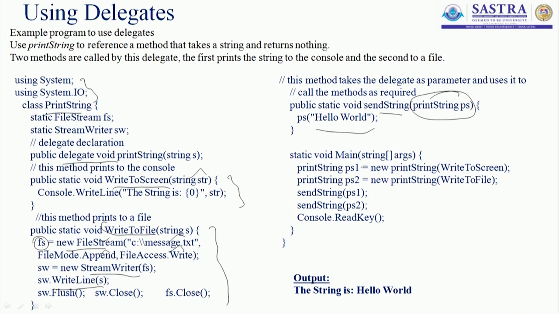So this is going to be the syntax for creating an object, right? PS1, PS2 are two instances we are creating for the delegate, and then we are passing PS1 as well as PS2 as arguments for the send string method, right? So that hello world will be called, and then it will be displayed, right? And then in our message.txt we will be storing that content also. All these functionalities are happening here.